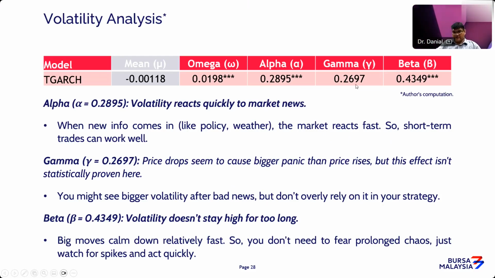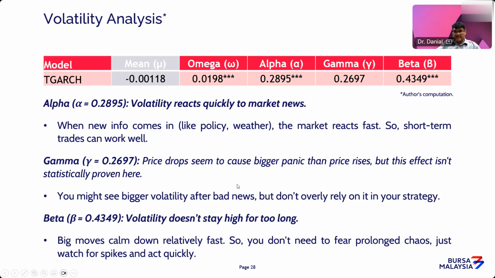Gamma, not really significant. We still need to know it, but not to focus too much on it. Price drops seem to cause bigger panic than price rises, but I see both. Last time I saw both sentiments, regardless of bullish and bearish, they give almost the same magnitude as each other. Beta is 0.4349, so volatility doesn't stay.